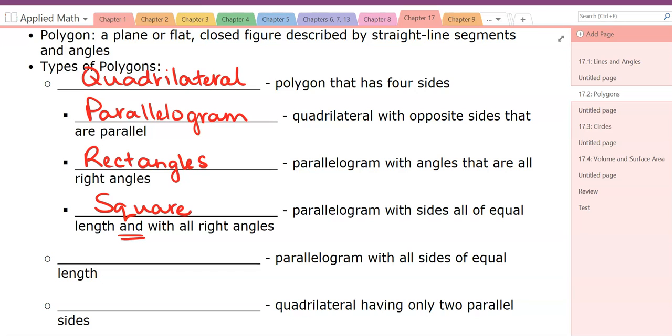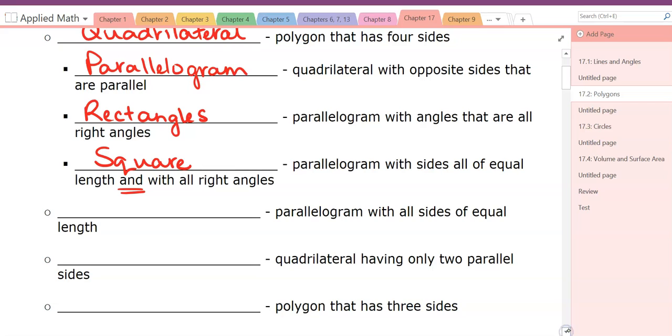So a parallelogram that has all sides that are equal length would be called a rhombus. A rhombus is also known as a diamond shape. A rhombus is like a square where all the sides are the same, but it doesn't have right angles. So it's like a parallelogram because it's slanted or tilted to its side. If you have a quadrilateral that only has two parallel sides, so not all opposite sides are parallel, that's called a trapezoid. And then the last basic shape that you've heard of before that has three sides is called a triangle.